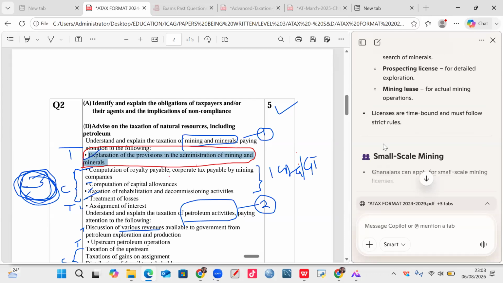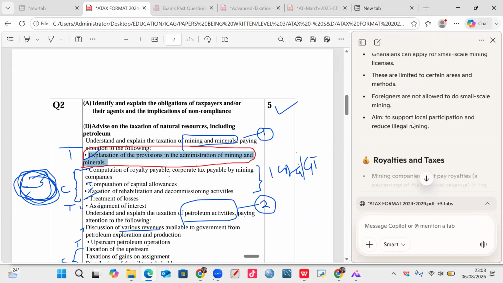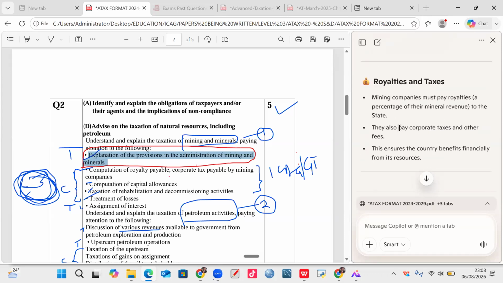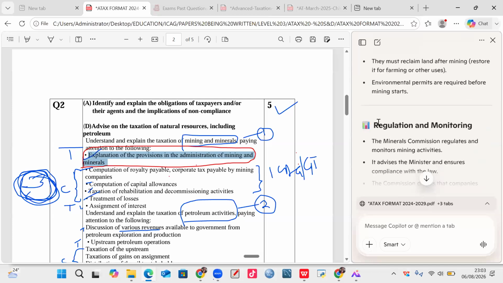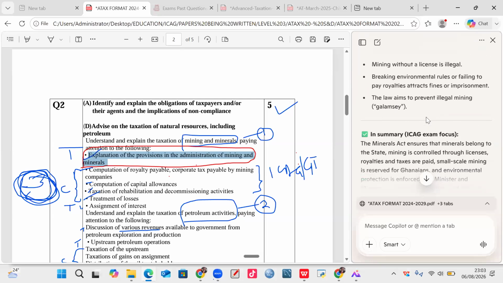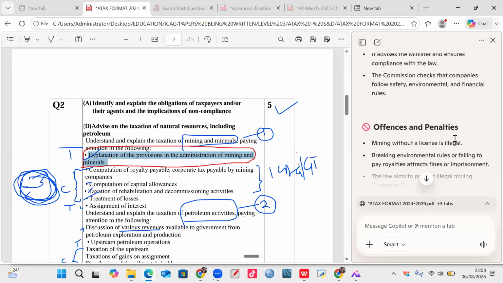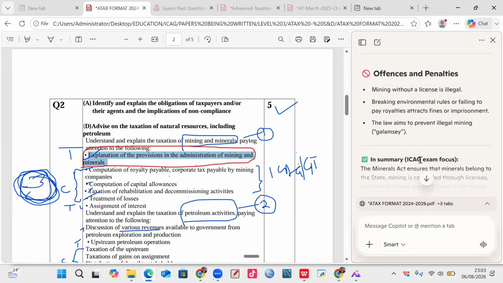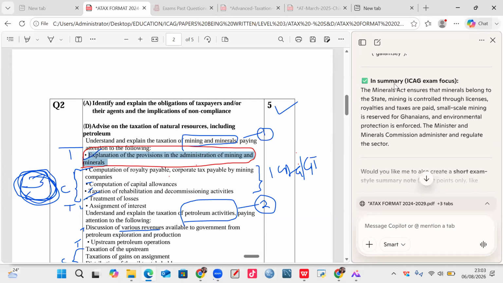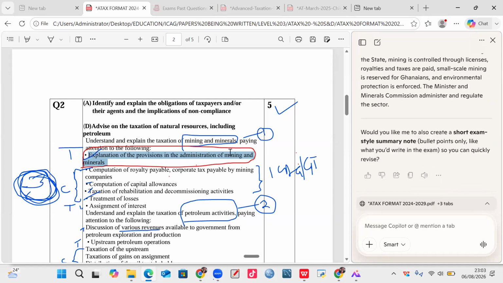So it will explain everything. Licenses are time bound and must follow strict rules. Small scale mining, right? Royalties and taxes. It will explain all, giving consideration to the ICAG of offenses and penalties. Right, good. And everything, in summary, exam focus. That's it. Okay, that's it. So we can copy and paste it.